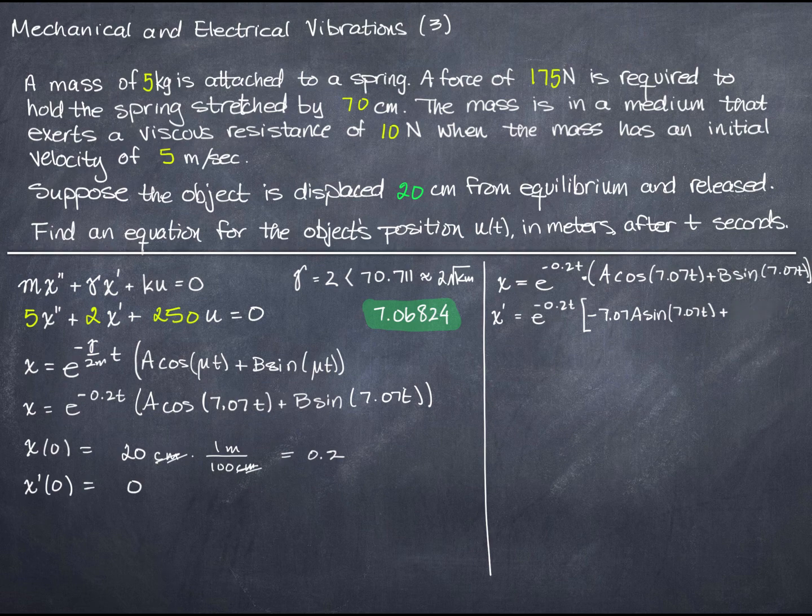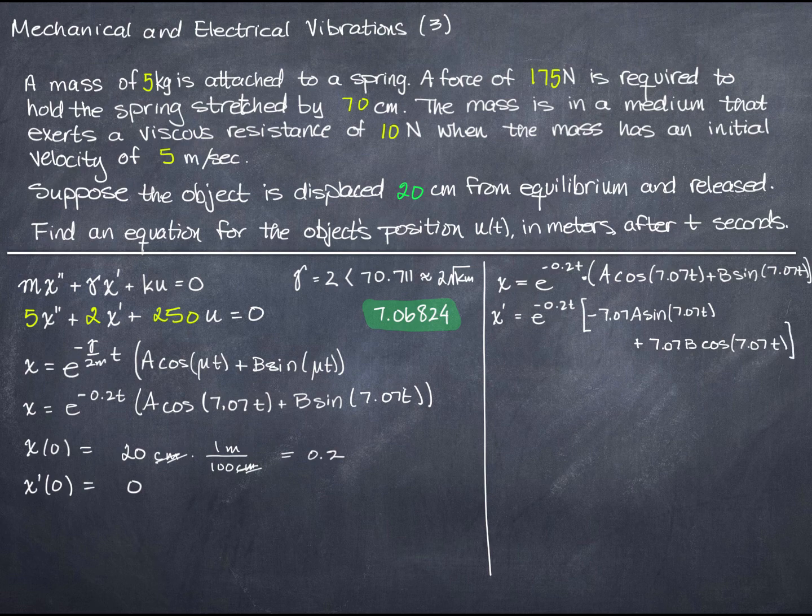Thought I was going to be able to do it, but not quite. So I'll just move it down here. Plus 7.07b times the cosine of 7.07t.